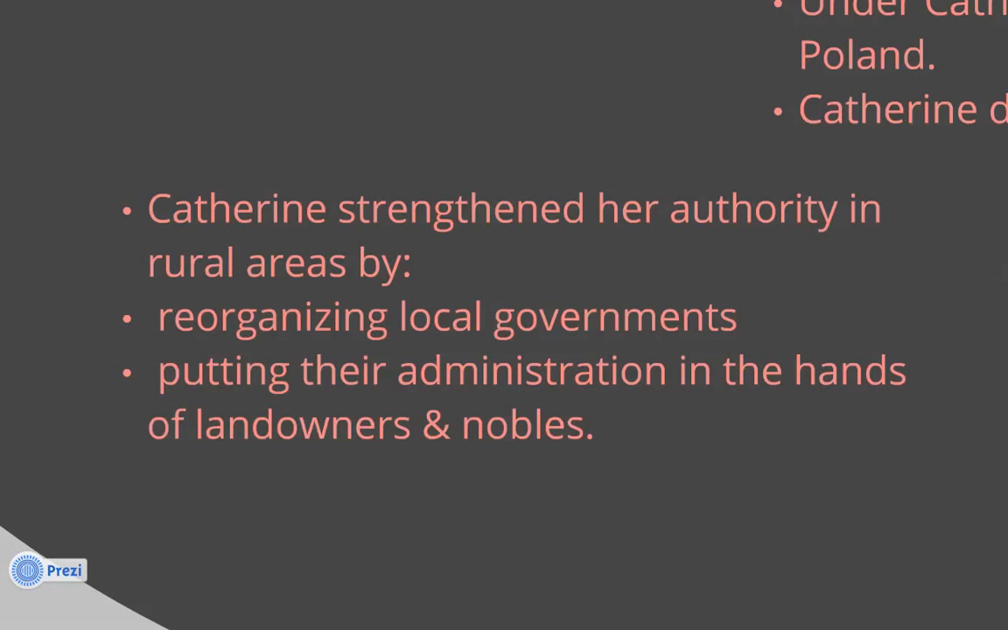What she will do, though, to strengthen her authority in those rural areas where there are serfs and farming, is reorganize the local governments. She's going to start putting the administrative powers in the hands of the landowners and also the nobles. It's kind of like when we talk about Charlemagne or other leadership roles: these kings and queens cannot be everywhere at one time. So they send people who are devoted to them, who can rule in their place, and they check in and touch base with Catherine.